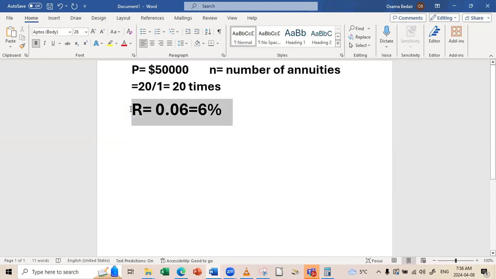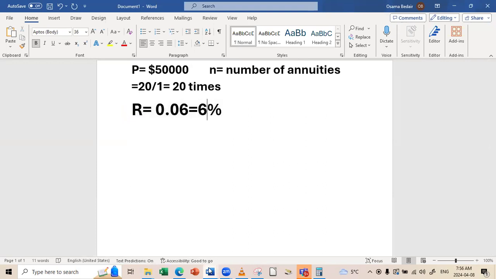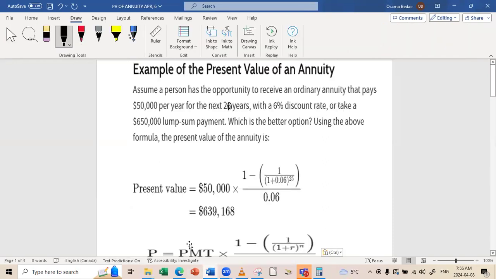The rate of interest is 6%. The rate of interest is annually 6%. How did I know? It's here in the example. He's saying with a rate of interest, like here, 6% discount rate. And this is, of course, with compound interest. If it was simple interest, I'm not going to use the tables. But if it is compound interest, that's what I'm doing right now.